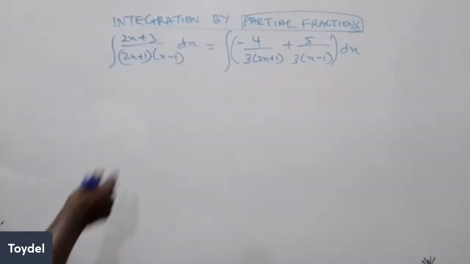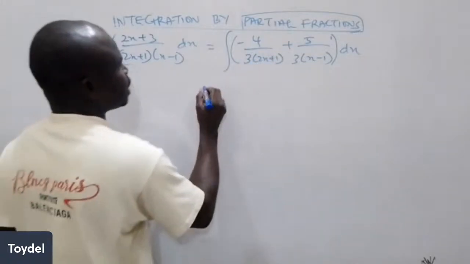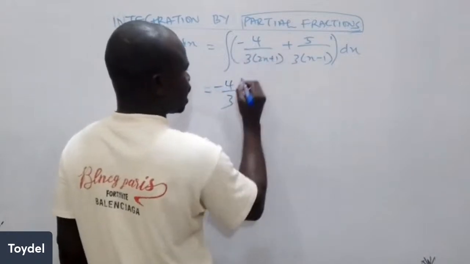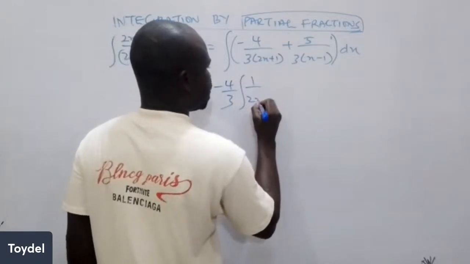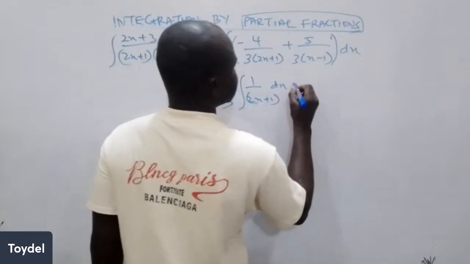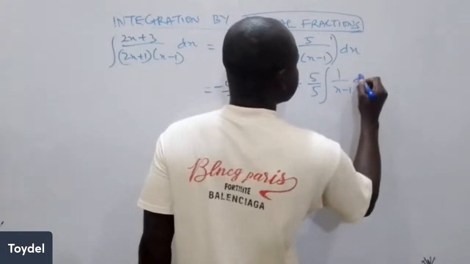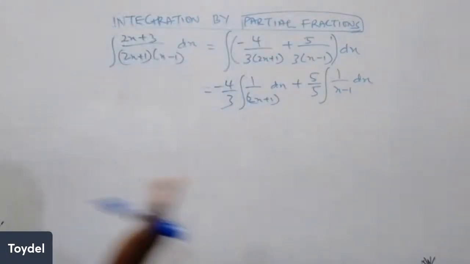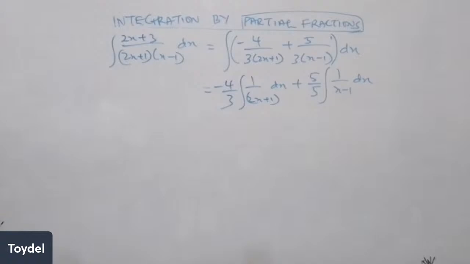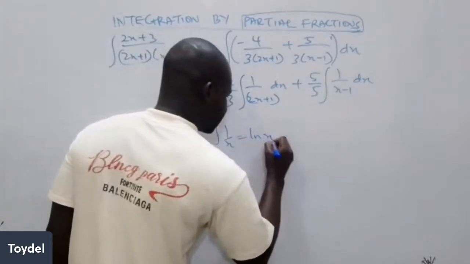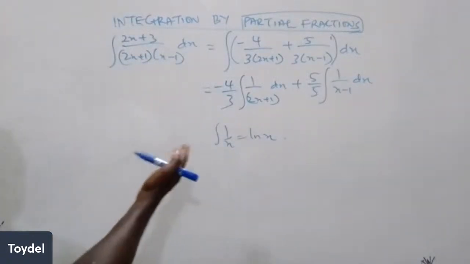Then from there, we can actually integrate this. I can split it: I can bring out minus 4 over 3 in this first integral, integral 1 all over 2x plus 1 dx. Then plus, I can bring out 5 all over 3 to have integral 1 all over x minus 1 dx. So integration is also linear. We can do it one after the other. So how do we now integrate? Of course, when we have integral 1 all over x, the answer is ln x.